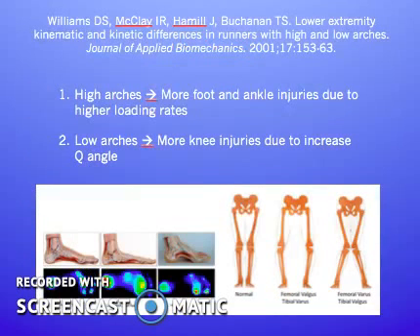So the first one talks about lower extremity kinematic and kinetic differences in runners with high and low arches. I think this starts with looking at the kinetic chain. So for instance, high arches, you've got more foot and ankle injuries due to the higher loading rates of high arches. You have less surface area to absorb the shock. So you're going to get those bony fractures and those foot and ankle injuries. Lower arches, you have more knee injuries due to the increased Q angle because, of course, when you look up the kinetic chain, you have to realize how the ankle affects the knee, which affects the hip. So these are all things that need to be taken into consideration.